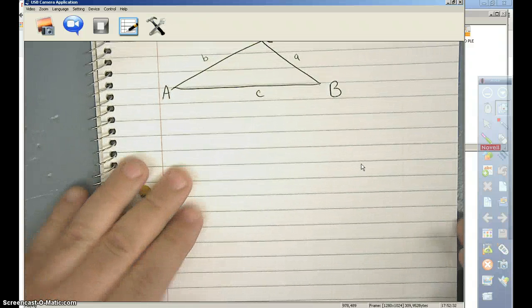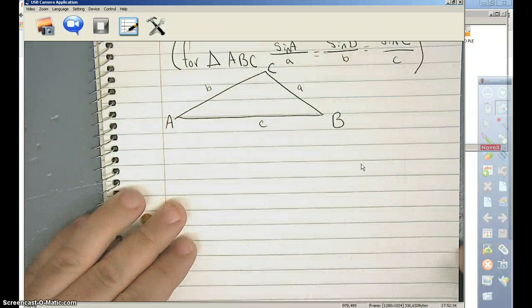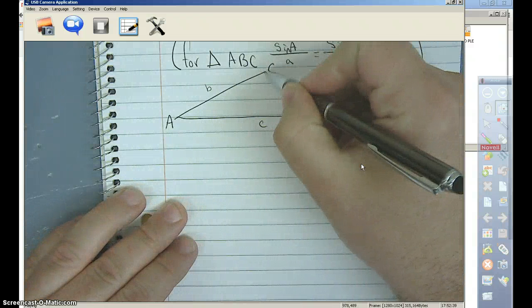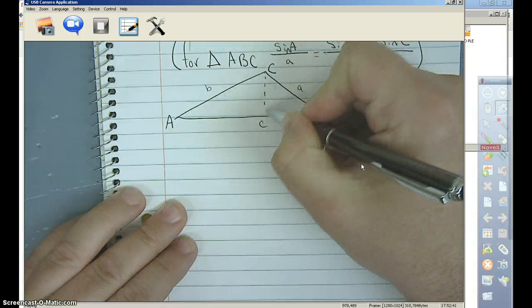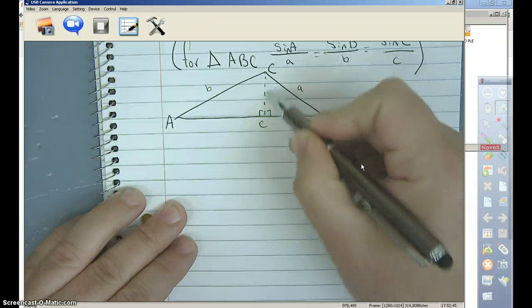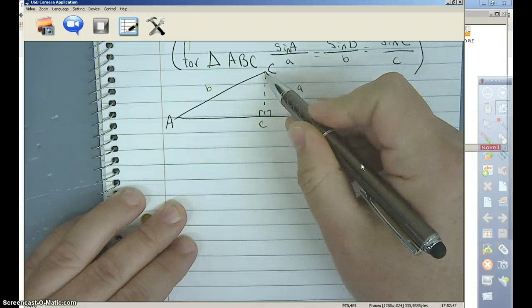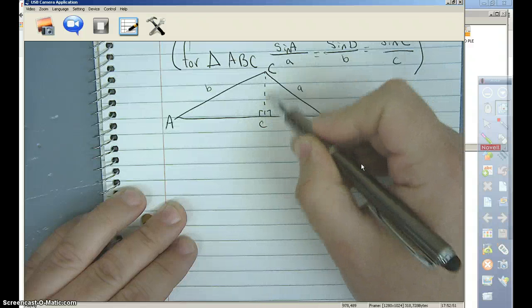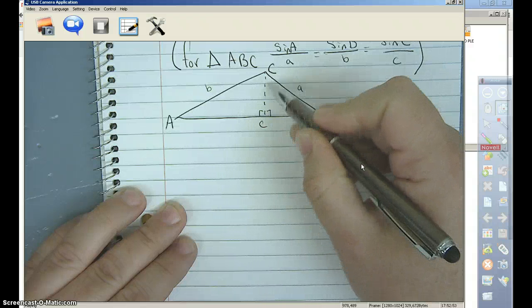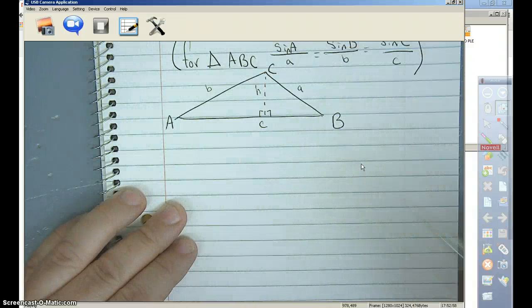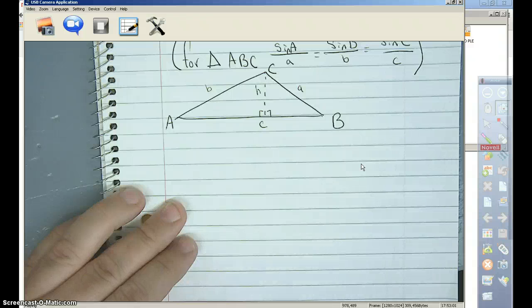Now, the question is, how do we prove that? A little bit of algebra in here. What I'm going to do is go ahead and do like we generally do here. We take this side, and we can show that it's a right angle. We're going to drop an altitude, which is a perpendicular line to one side up through the opposite vertex. We usually call the altitude of a triangle the height, so we'll call that h.